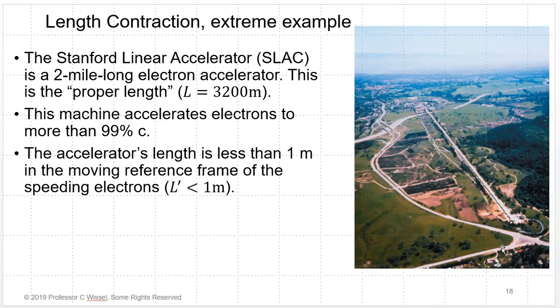The machine accelerates electrons to more than 99% of the speed of light. The accelerator's length is less than 1 meter in the moving reference frame of the speeding electron, so L prime is less than 1 meter. And that's a real example of length contraction.